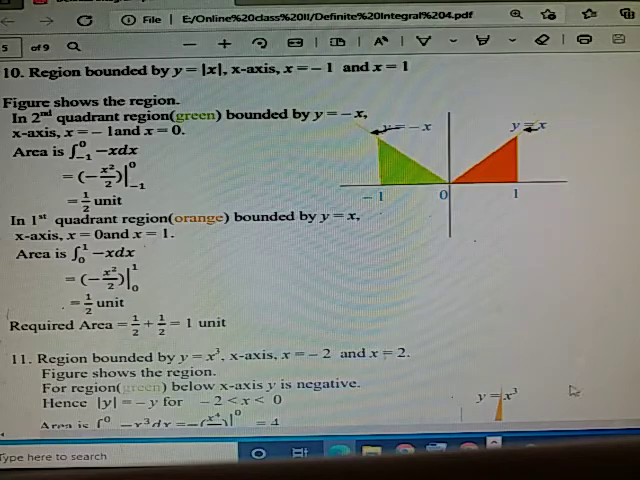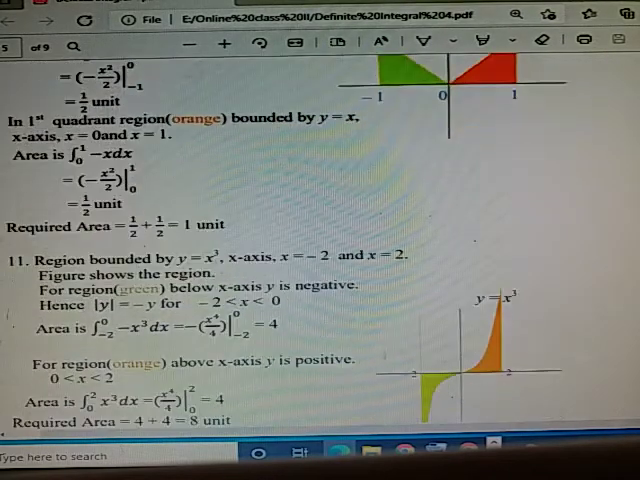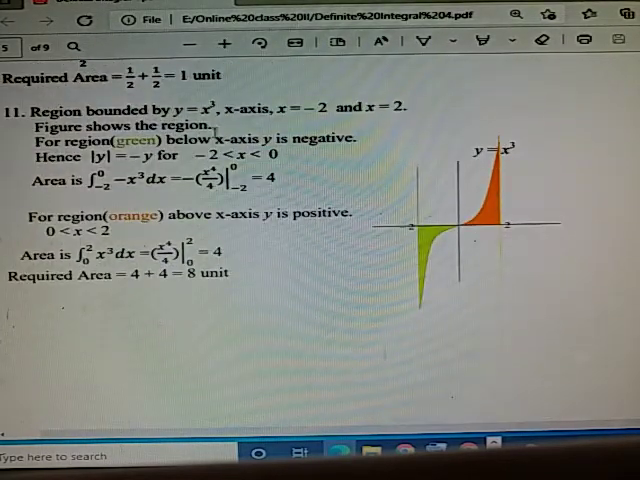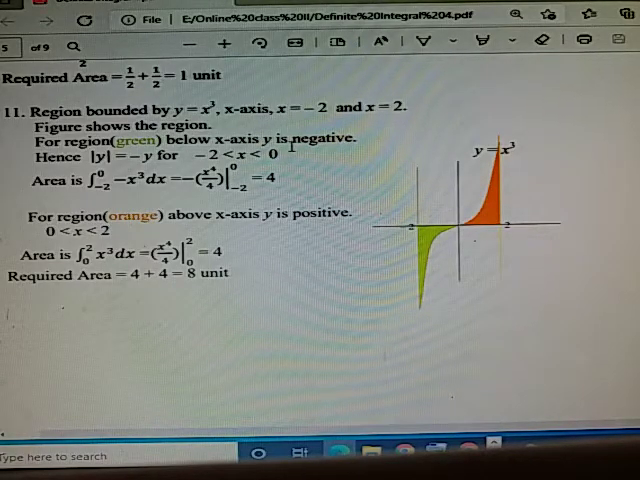Then number 11, our function is y is equal to x cube. So y is equal to x cube is positive for this half when x is greater than 0, and it is negative when x is less than 0. So this is our graph.